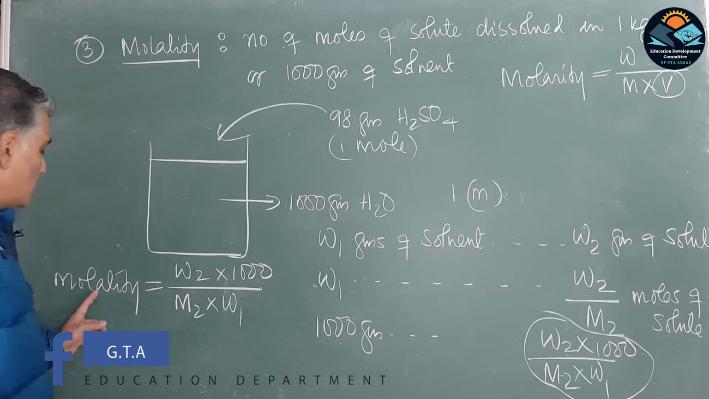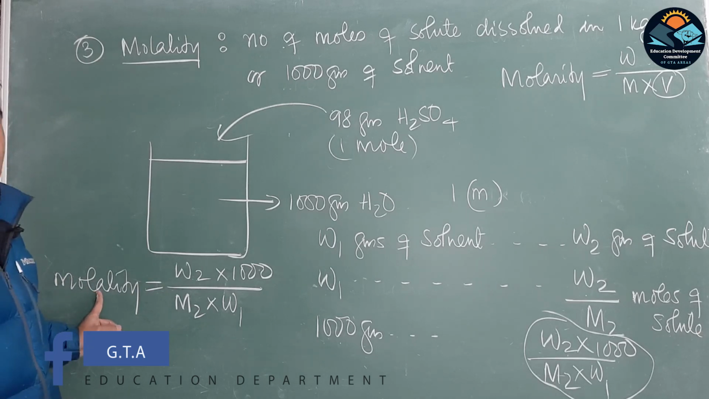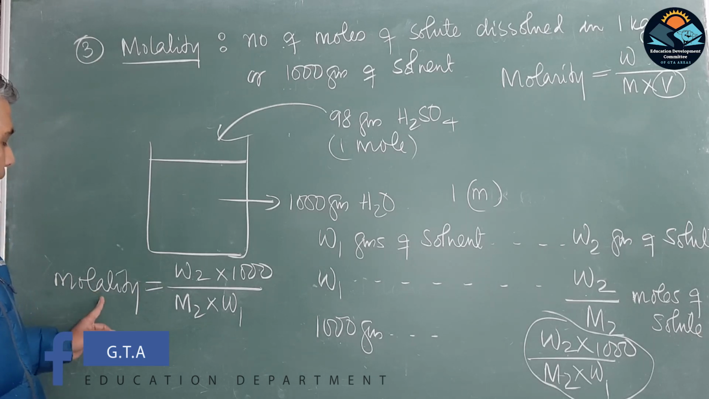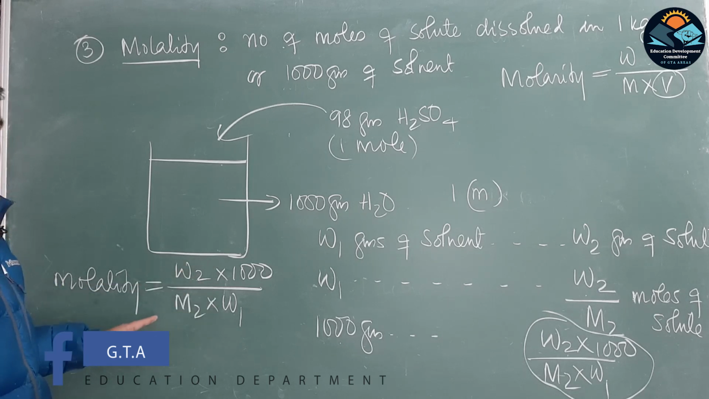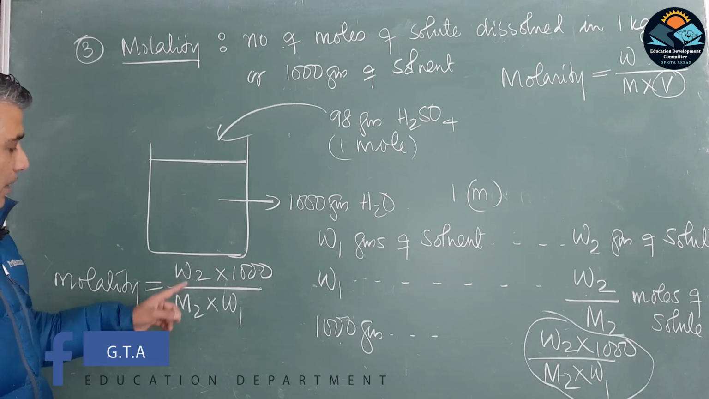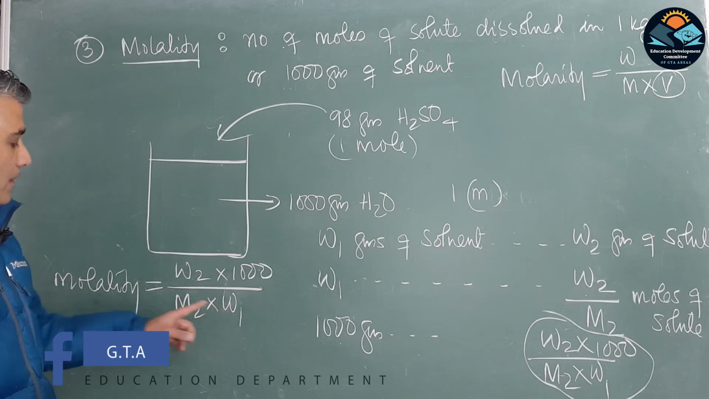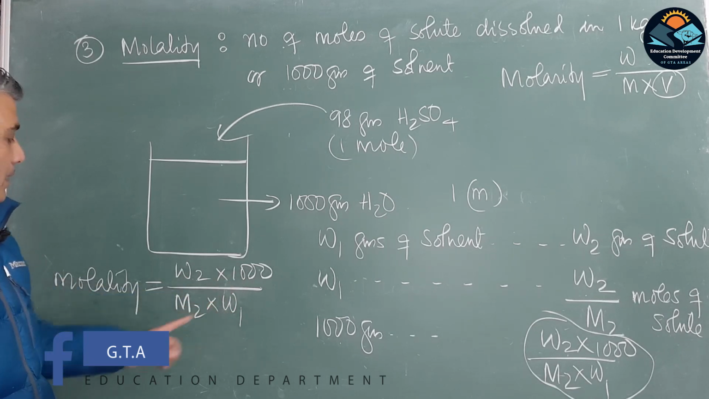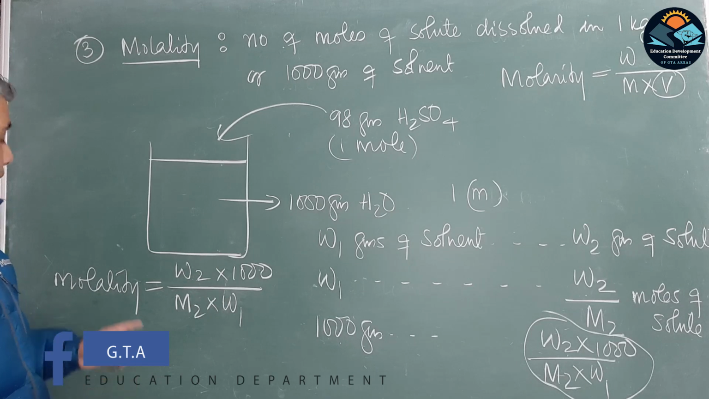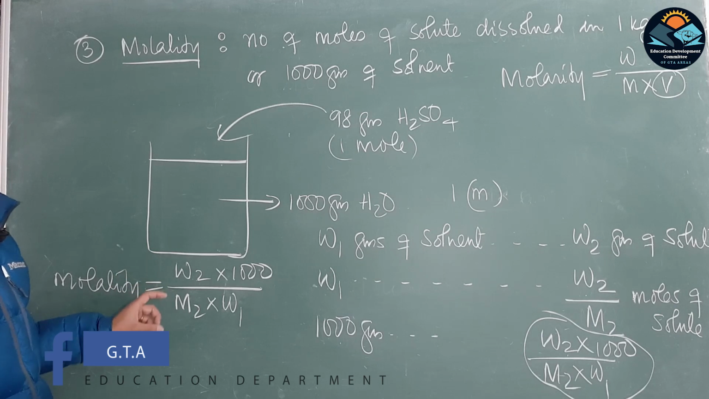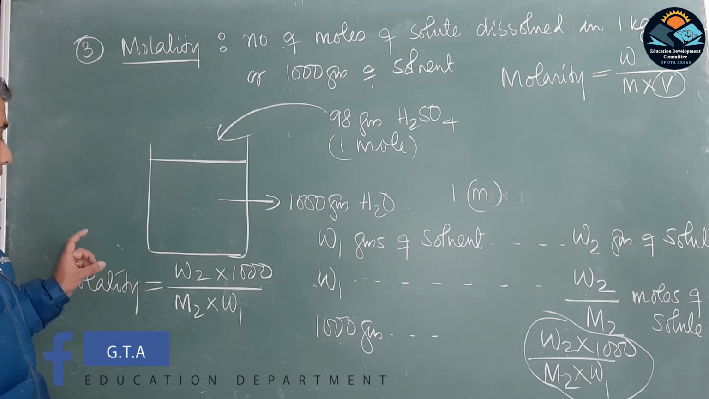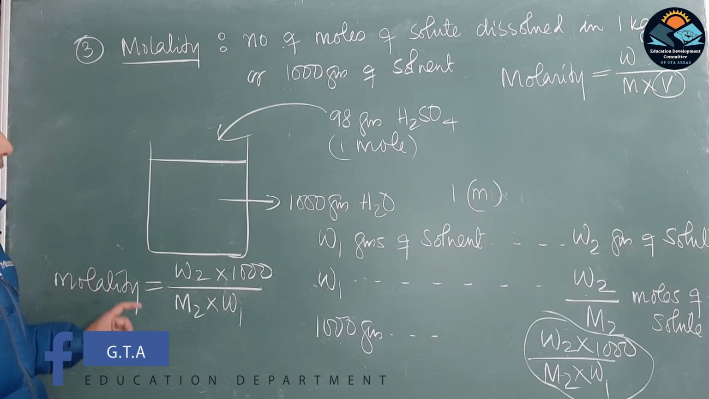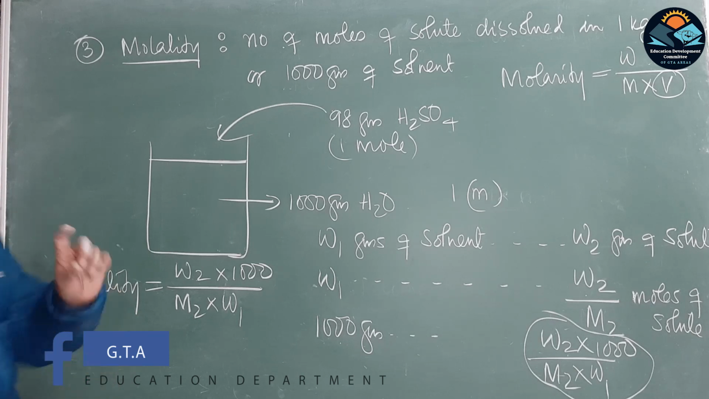So we needed a concentration term which is not affected by changes in temperature and pressure, and that's why we have molality. Look at the formula of molality. We've got only masses everywhere: mass of the solute, mass of the solvent, molecular mass of the solute, and multiplied by 1000. So there is no volume involved anywhere. Because of that, whether you calculate the concentration of the solution here in Darjeeling or in any other place where the temperature is different, the concentration calculated in molality is not going to change with the change in temperature. It remains the same.